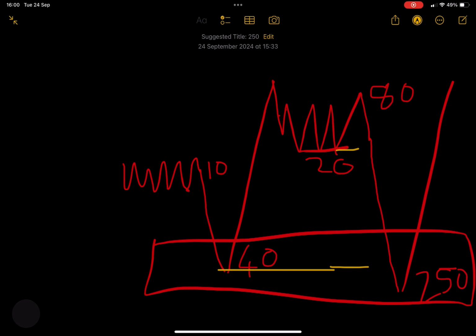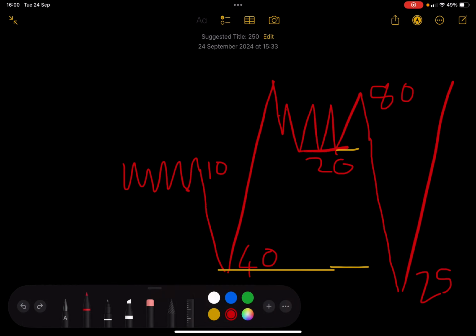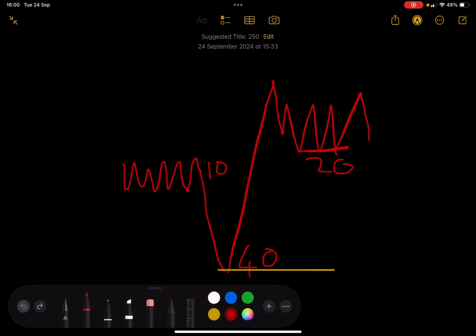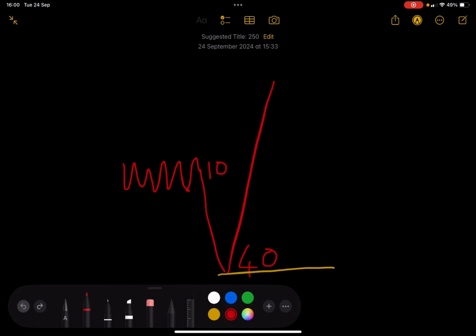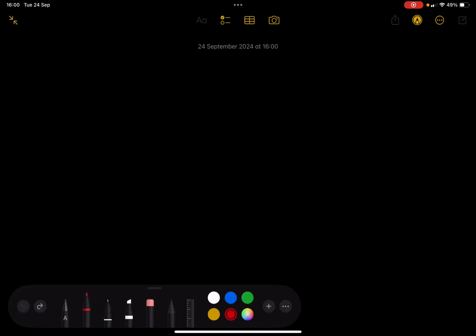So let's go to a bit of drawing quickly and just get rid of all of that from the previous one. So manipulation happens on all time frames. Obviously, the stronger the time frame, the stronger the manipulation, because the more volume is needed to move price.